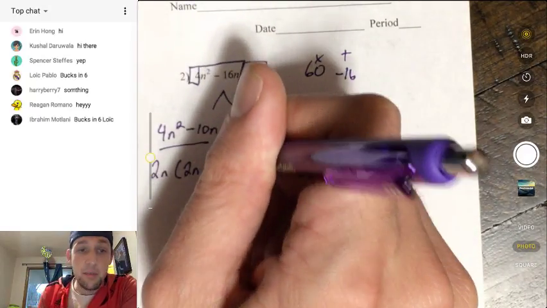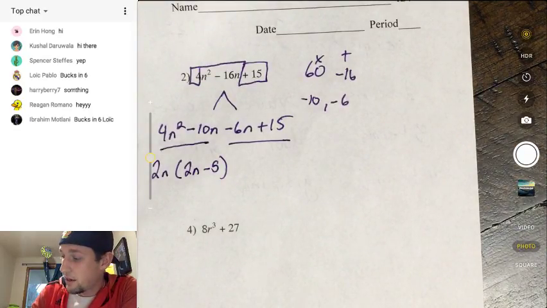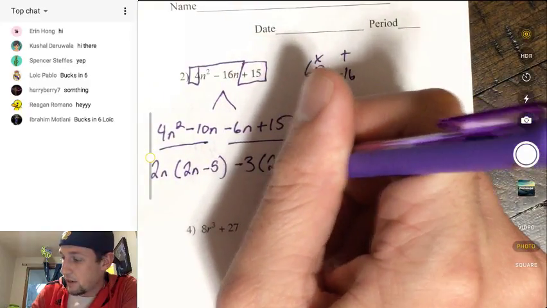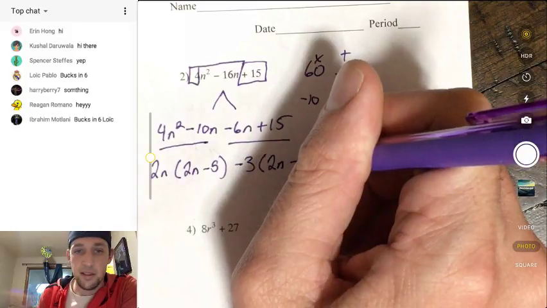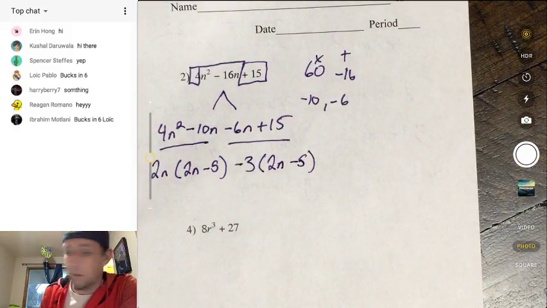Same thing for the second batch. I'm going to take out a GCF of negative 3. I'm making it a negative 3 because then I know I'll get a positive 2n and a negative 5, and those parentheses will match. Remember, that's kind of our big check there: I need those two parentheses to match.